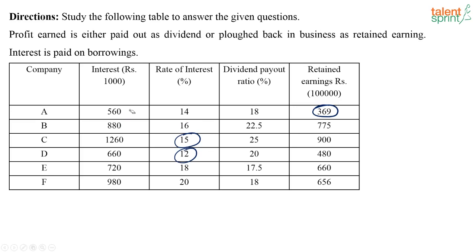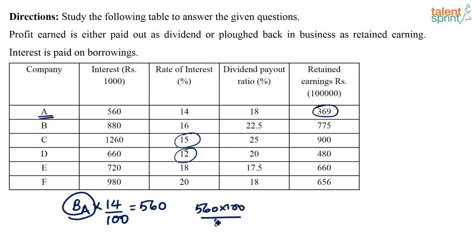what has company A done? Company A has borrowed some money. Let us assume that it is borrowing BA rupees. To run the business, you need to borrow some money, right? So company A has borrowed some money, which is BA rupees, borrowing. That's what I mean by B. Now, for whatever money A has borrowed, he is paying 14%. At a 14% rate of interest, he is paying an interest, and this is given as 560. So what is the money borrowed by A? It is nothing but 560 into 100 by 14.